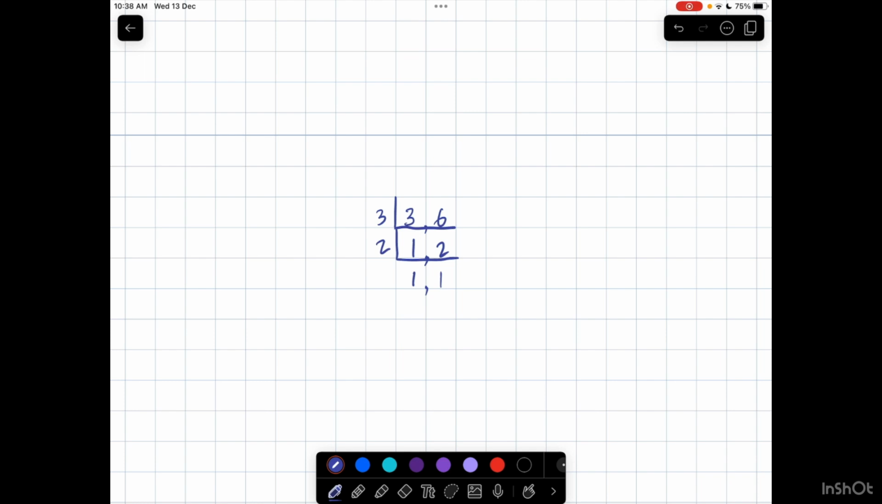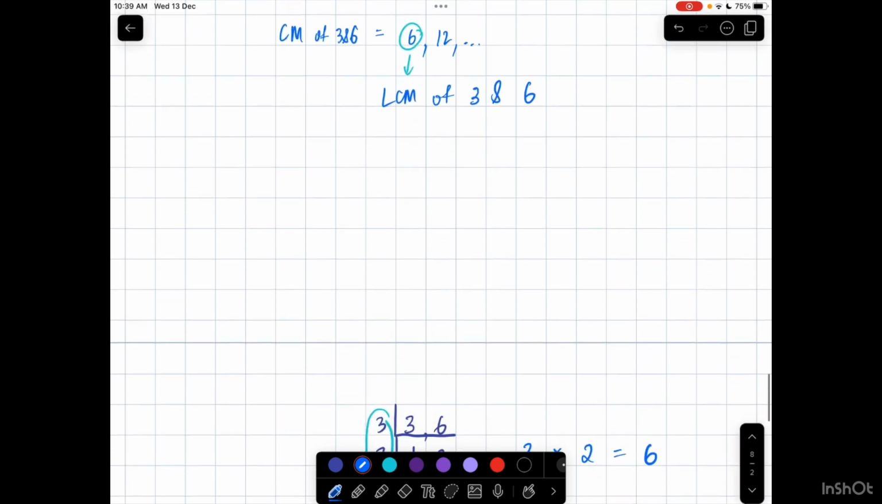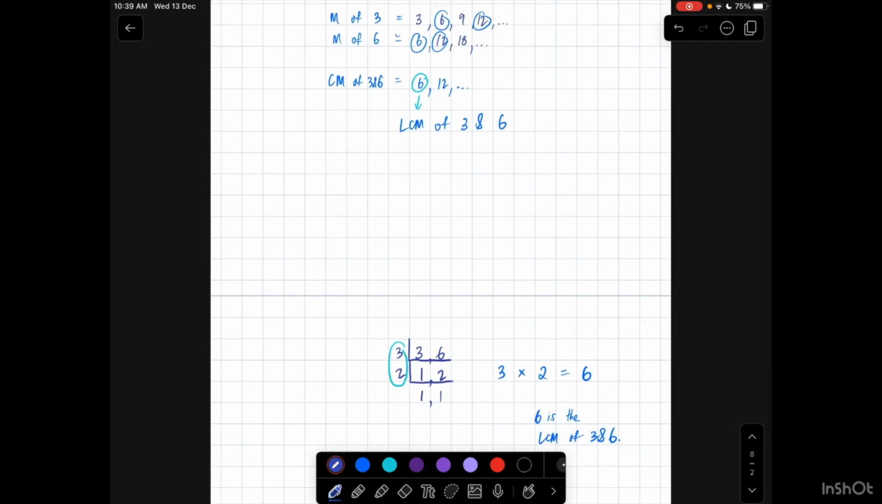The calculation is over. The same thing applies here. We have to take the product of all the numbers on the left hand side. So we have 3 and 2. 3 times 2 is 6. 6 is the LCM of 3 and 6. Repeated division for LCM.